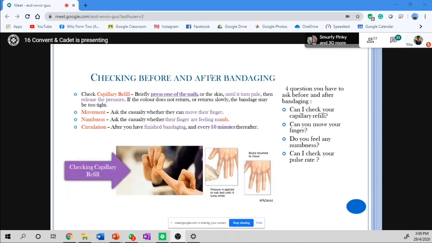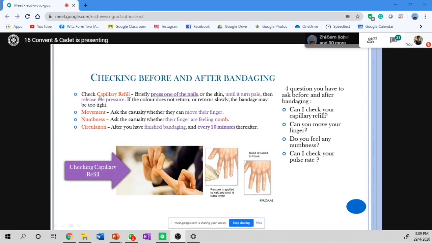Okay. Checking before and after bandaging. When you want to perform an arm sling or elevation sling, you have to ask these 4 questions before and after the arm sling or the elevation sling.